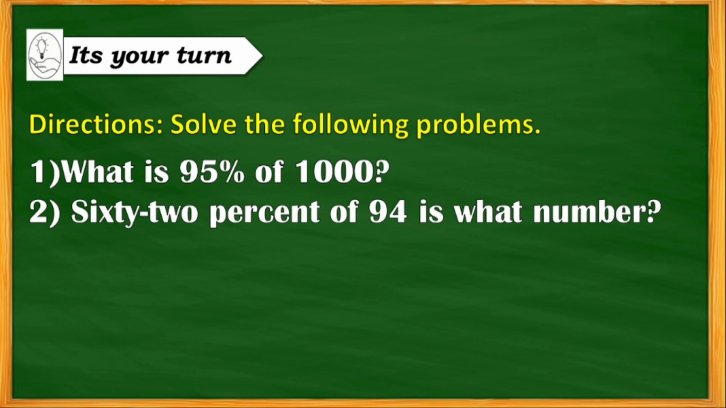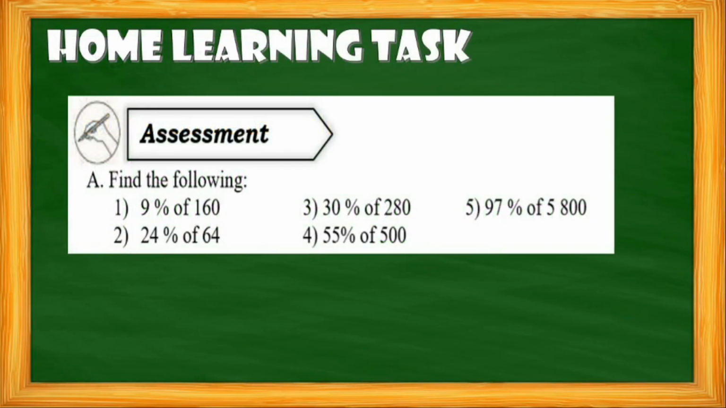Let's reveal the answer. For number 1, the answer is 950. So, I hope you got the correct answer, grade 5 pupils. And for number 2, the answer is 58 and 28 thousandths. So, that's the correct answer. So, very good, grade 5 pupils. For your home learning task, I want you to answer the assessment. Letter A, find the following: number 1, number 2, number 3, number 4, and number 5.